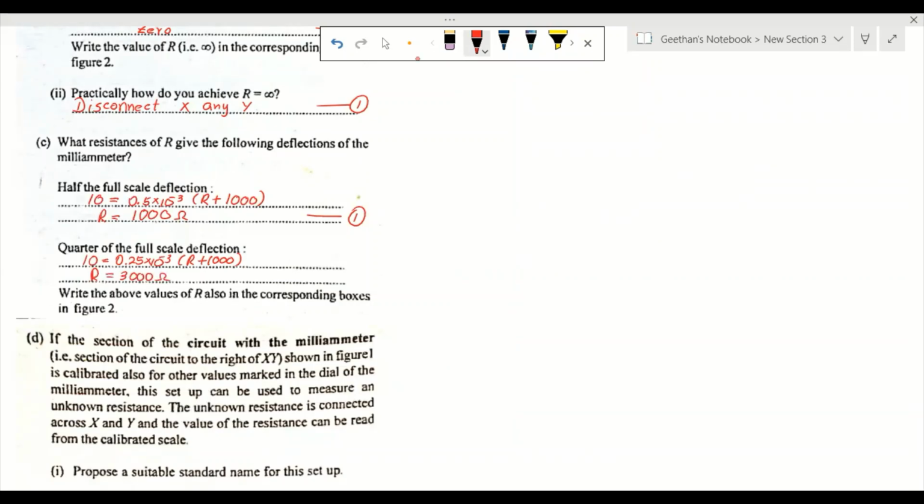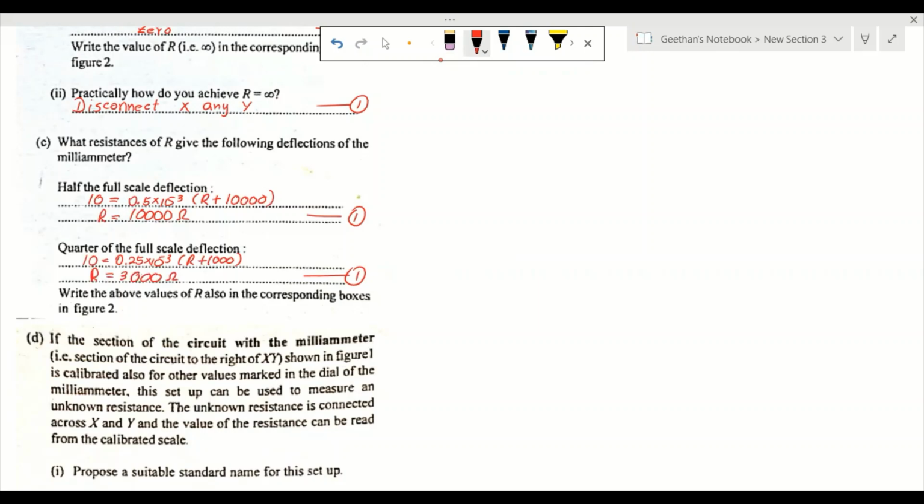Here previously I have made a small mistake. This is not 1000, it's 10,000. And here the value is not 1000, it's 10,000. So the two resistance values are 10,000 and 30,000. This is what you should get once you simplify. 10,000 and 30,000. So you can mark those values.